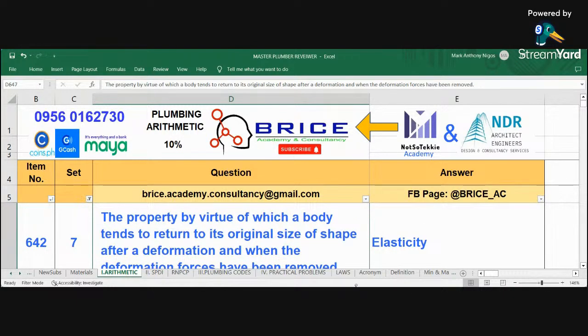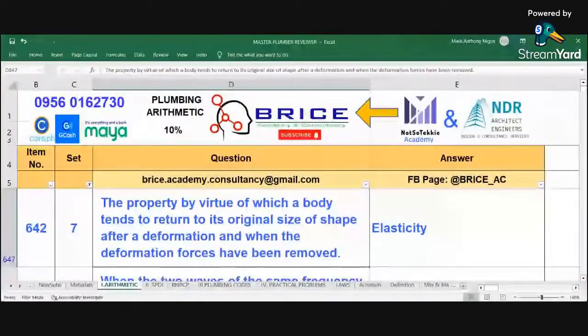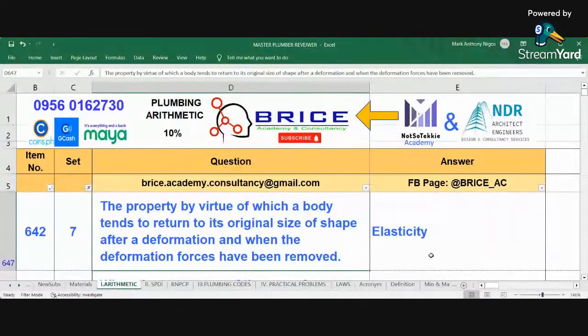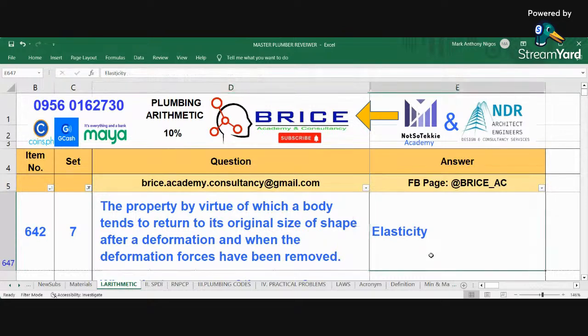642. A property by virtue of which a body tends to return to its original size or shape after deformation and when the deformation forces have been removed. The answer is elasticity. A property by virtue of which a body tends to return to its original size or shape after deformation and when the deformation forces have been removed. The answer is elasticity.